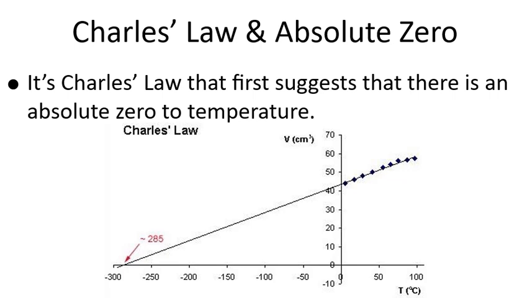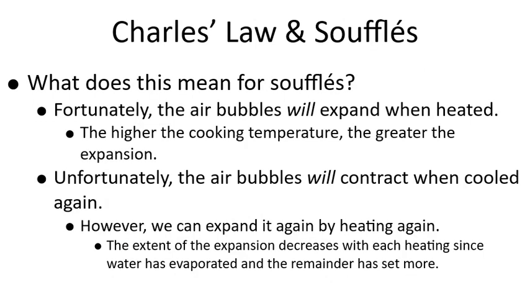This was our first indication that temperature had a value at which we couldn't lower the temperature any farther. That is, this is our first indication of absolute 0. Now, we've since found that absolute 0 is at exactly negative 273.15 degrees Celsius or negative 459.67 degrees Fahrenheit. So what does Charles's law mean for soufflés?